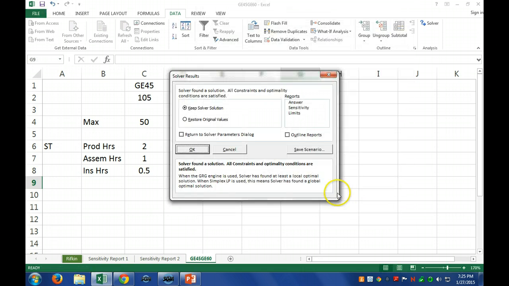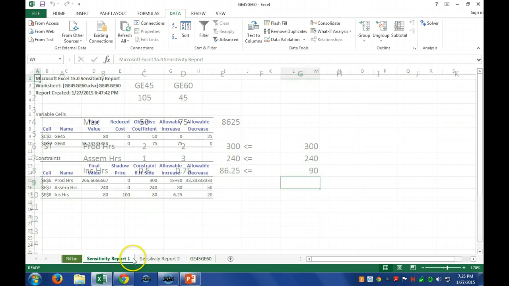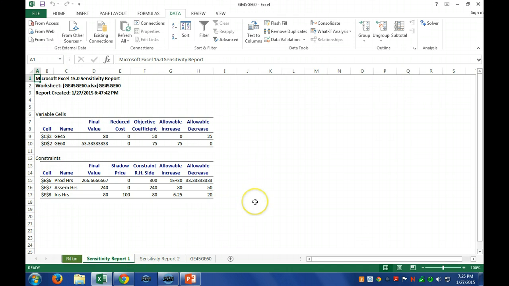Well, I got 10 extra hours. It should go up. It didn't though. Let's see why. Okay, it should have gone up. We thought what? We thought it would go up $1,000, didn't we? Well, let's look at that sensitivity report, because there's something that goes along with the shadow price, and it's another range deal. Okay, you see this allowable increase and allowable decrease?